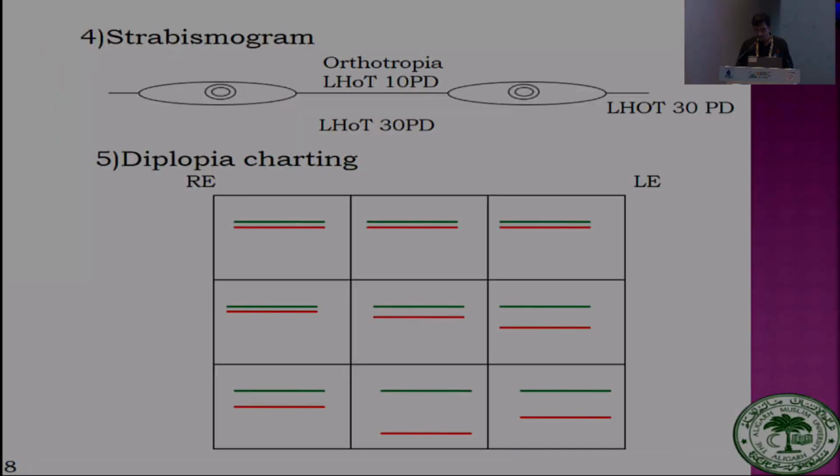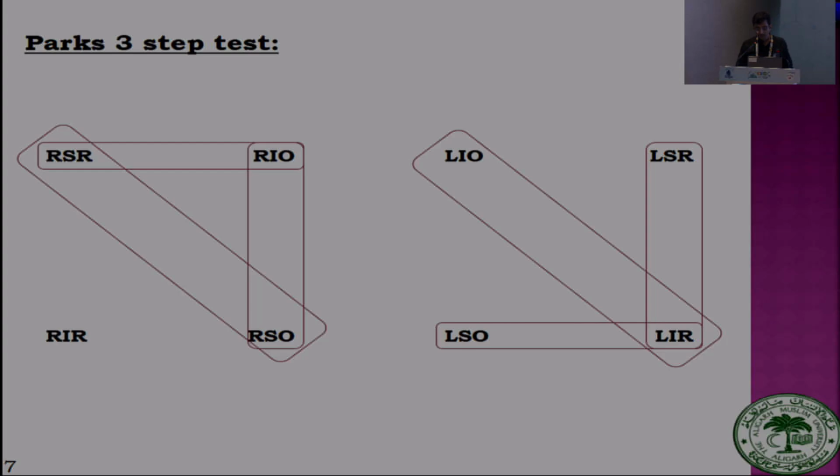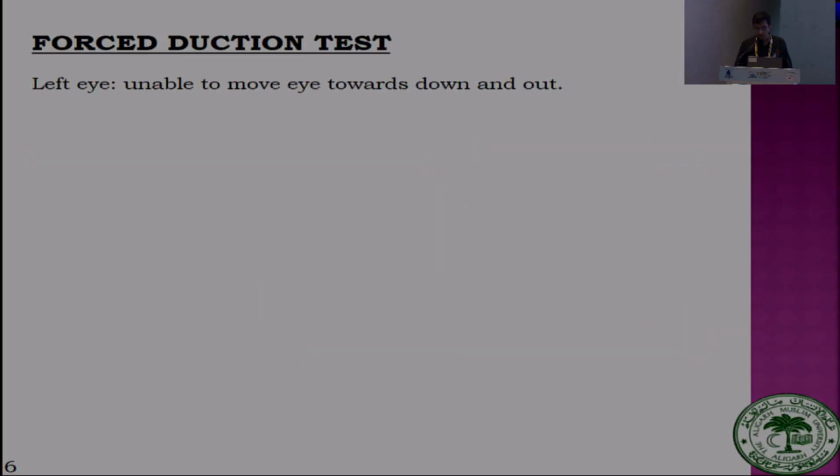A strabismogram was done, which revealed a squint of 30 prism diopters with left hypotropia, and a diplopia charting where the diplopia was more in inferior gaze and on levoversions. A Parks 3-step test was done and it revealed involvement of the left inferior rectus. A forced duction test was done and we were unable to move the left eye down and out.